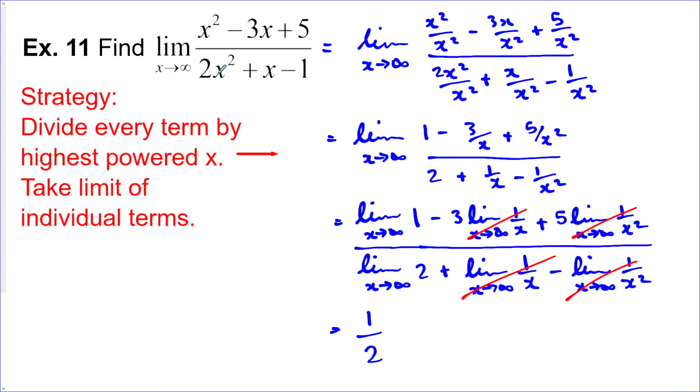Now remember, this graph, if it was a graph, never actually equals 1/2. But remember, that's not what a limit is. A limit is saying as this variable approaches this, what does this approach?